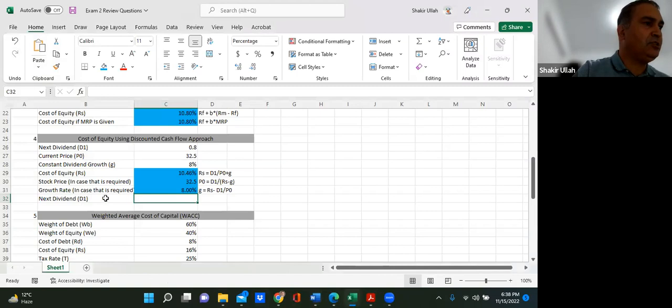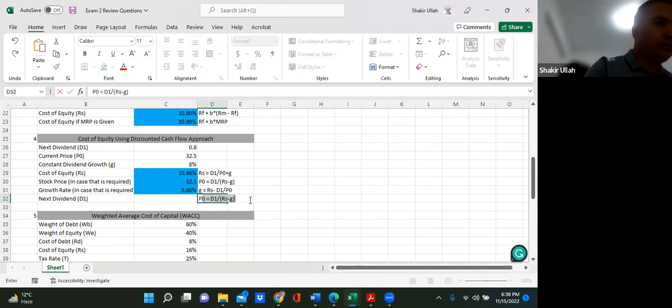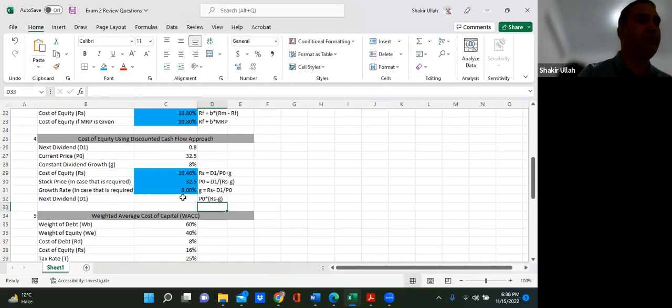And just in case it asks you to find D1, the formula would be equal to P0, which we just calculated, P0 multiplied by bracket start and RS, which is the cost of equity, minus G, which is the growth rate, and parenthesis close. That will be the formula that we use.